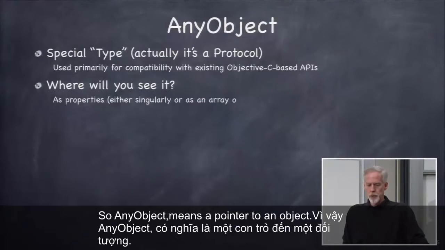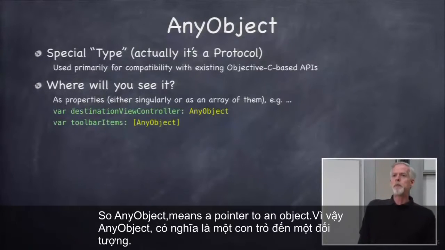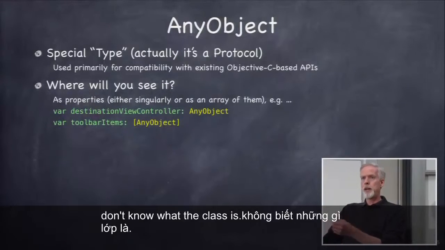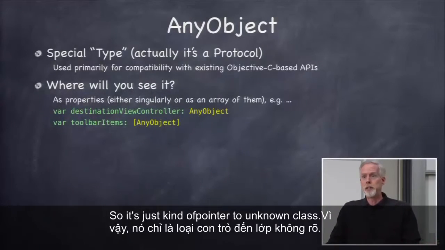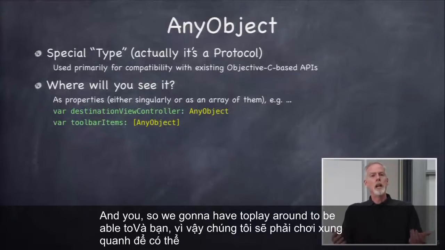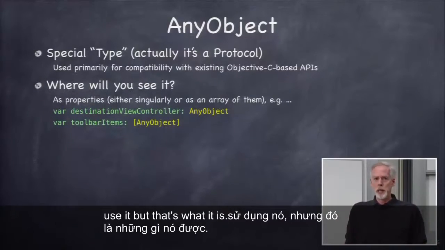All right, so what is AnyObject? Okay, and where will you see it? So AnyObject means a pointer to an object, meaning an instance of a class, okay, that you don't know what the class is. So it's just kind of a pointer to an unknown class, okay, which seems kind of weird, and it is kind of weird. So we're going to have to play around to be able to use it, but that's what it is.